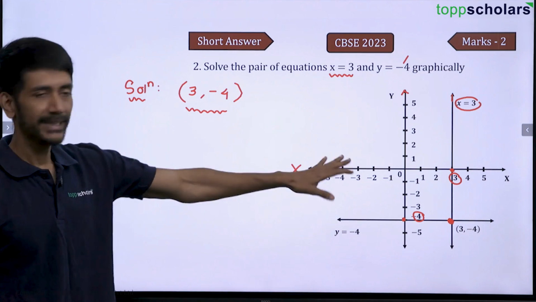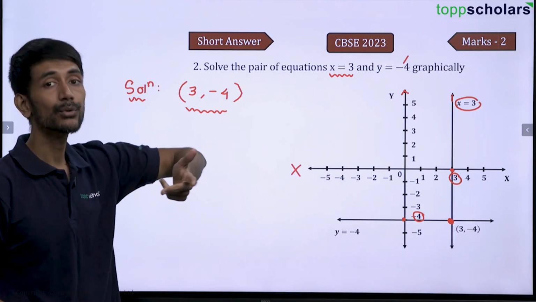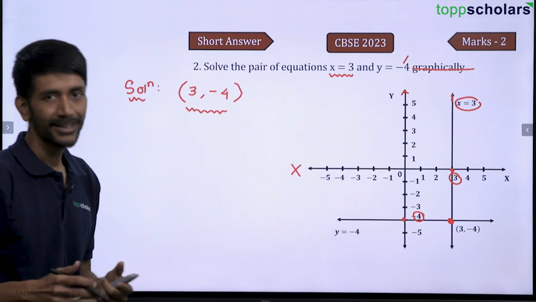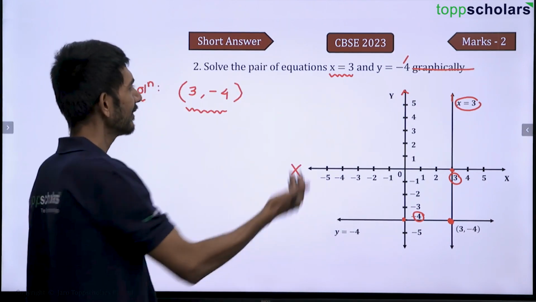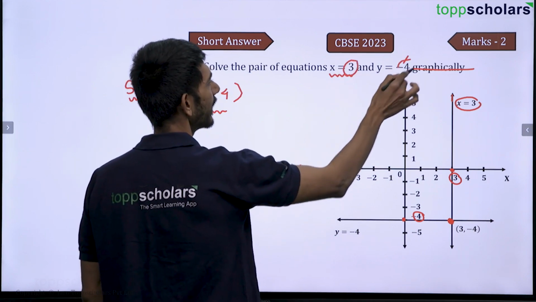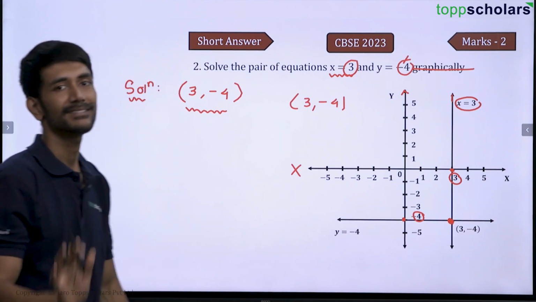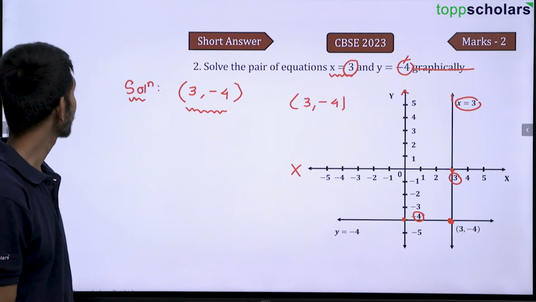See, graphically anyways they told you to do it. If they don't tell you to do it graphically, if they say just solve, nothing in this, take x, take y, that's it. 3 comma -4. That is your final answer. Easy? Okay, let's continue.